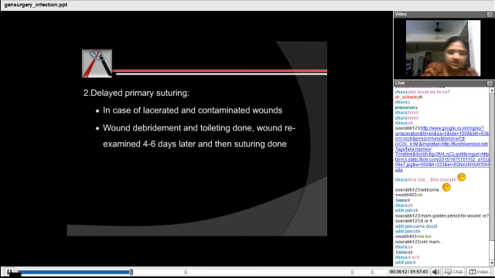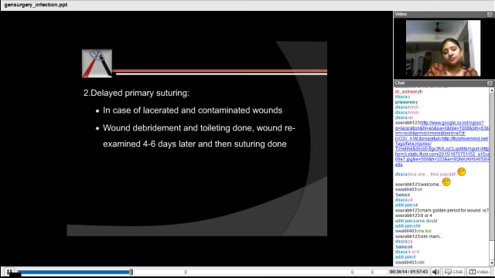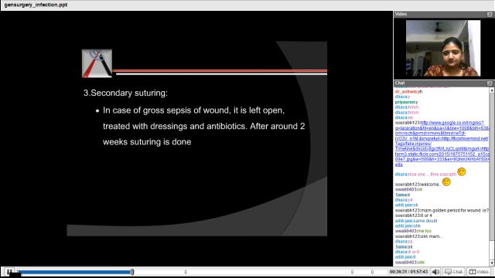Now, in primary suturing itself, you have delayed primary suturing. This is done in case of lacerations and contaminated wounds. Here you require some amount of wound debridement and toileting, and you examine the patient after 4 to 6 days and then do the suturing. So it's a delayed primary suturing.